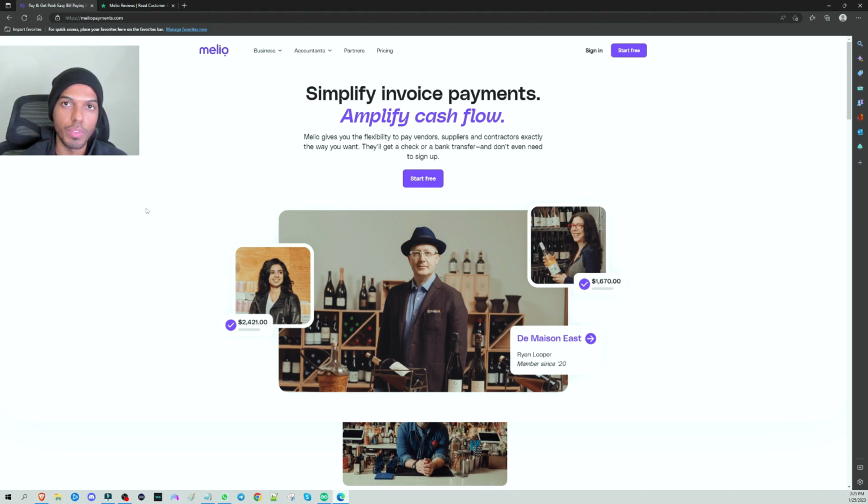Why pay for a service if you can get it for free, right? So Melio makes it very easy to send payments, and to top it off, you do have the option for your vendor to receive the funds via ACH or a check in the mail. Some vendors are old school like that.